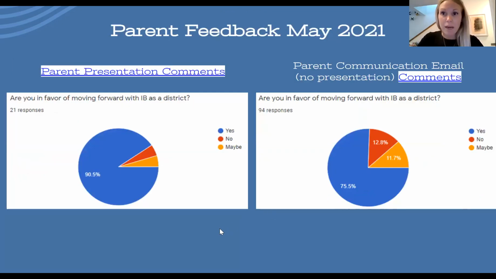This is the parent presentation. The parent presentation with survey is the one on the left. These are the parents that came to either the evening presentation or the breakfast. What you can see with that graph versus the right graph is that there's definitely more yeses in the survey when parents were given that presentation directly. The presentation was emailed out with the right graph, but we can see that with being present for the presentation, we see some more yeses. And the comments are linked in here for looking at later.